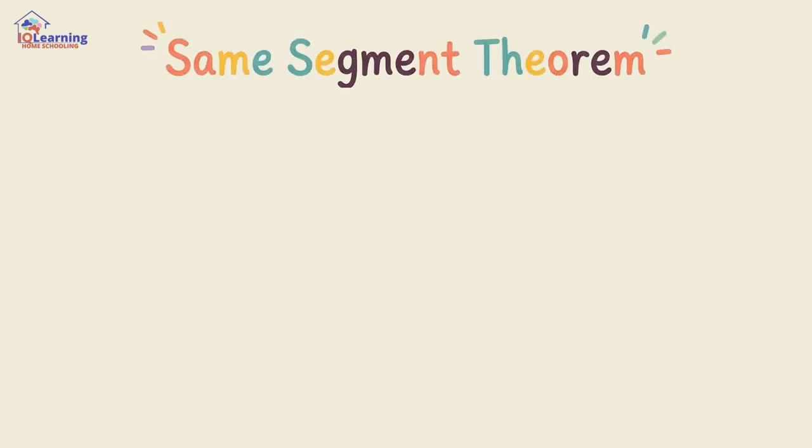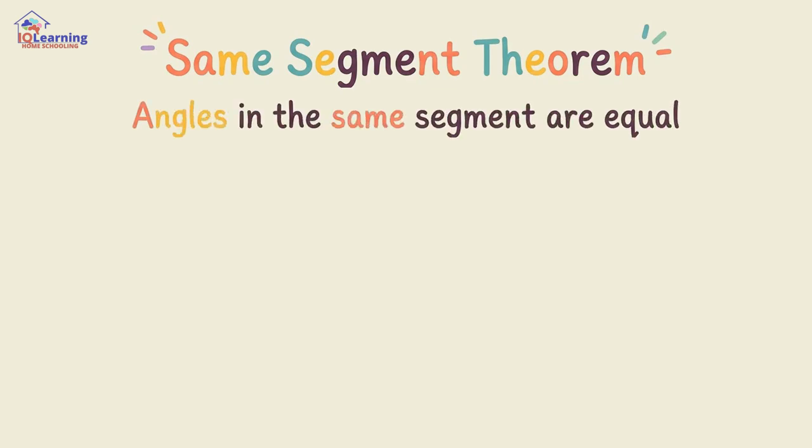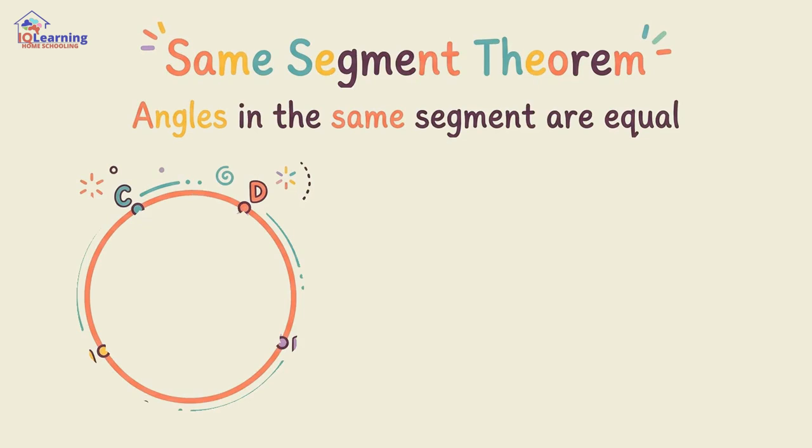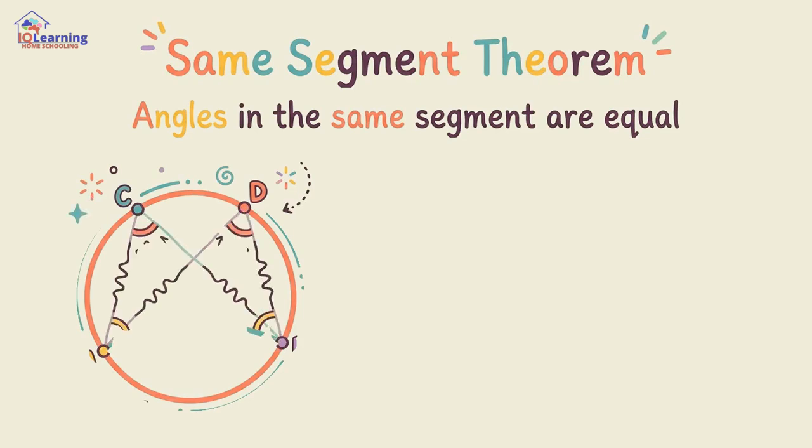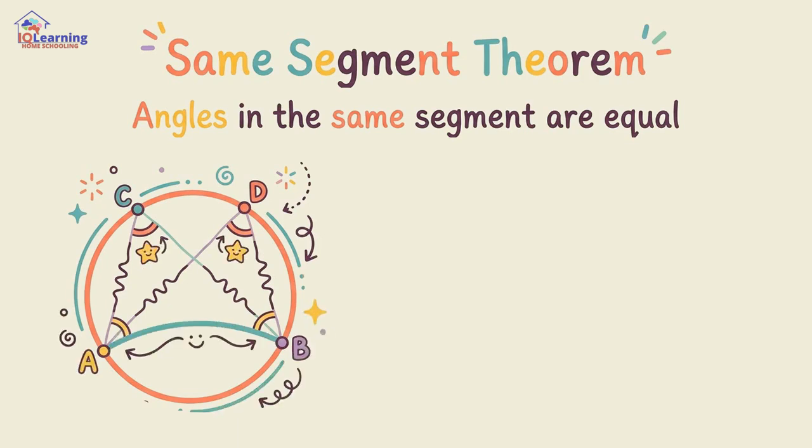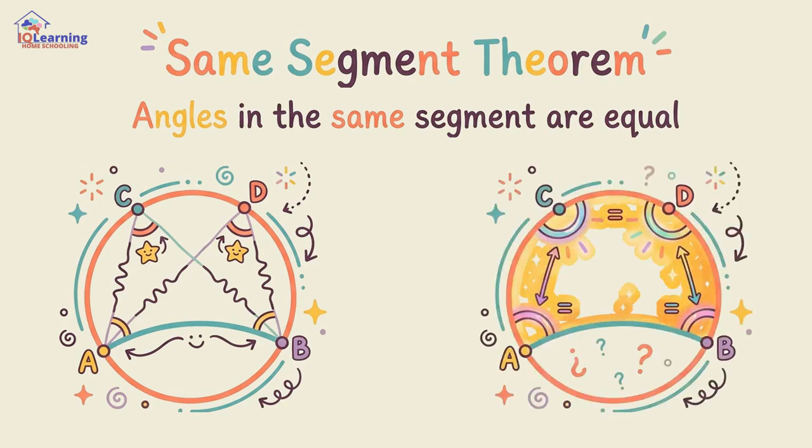Now we use the same segment theorem. The rule says angles in the same segment are equal. In simpler words, if two angles stand on the same chord and the points are on the same side of the circle, then the angles are equal. And that same side part matters. Points C and D are both on the same side of chord AB, so both angles lie in the same segment. You can even shade that region like a pizza slice to make it obvious.